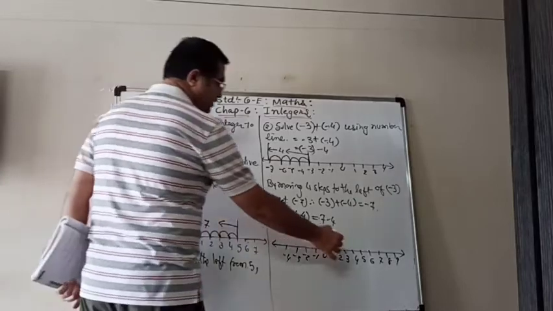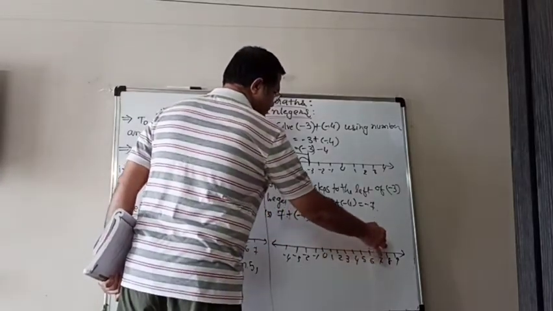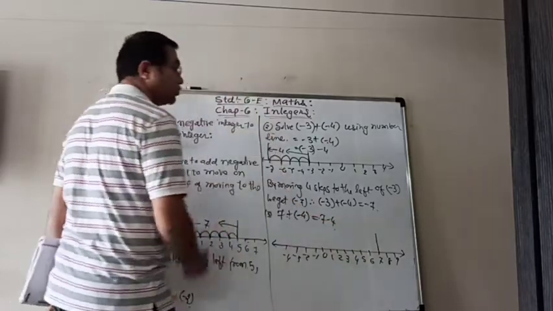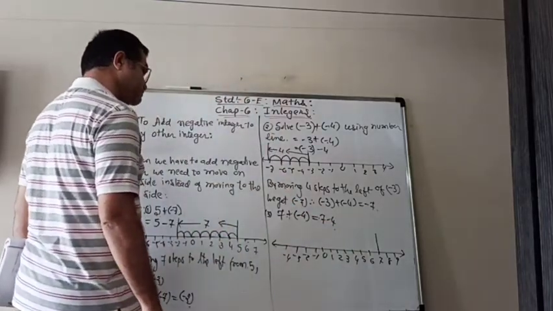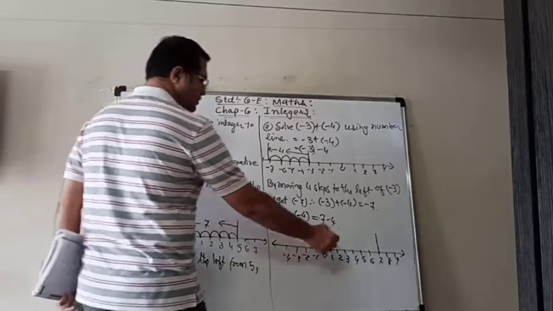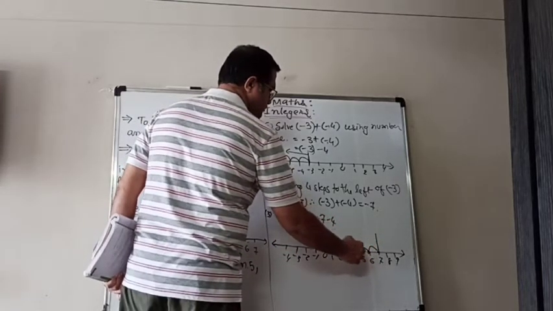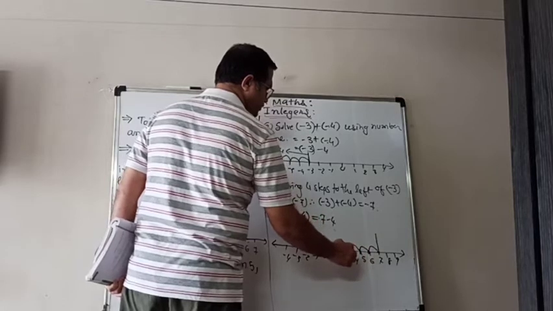So now we have to start from 7, and as it is a negative sign, we have to move towards the left side. How many steps? 4 steps. So 1, 2, 3 and 4.